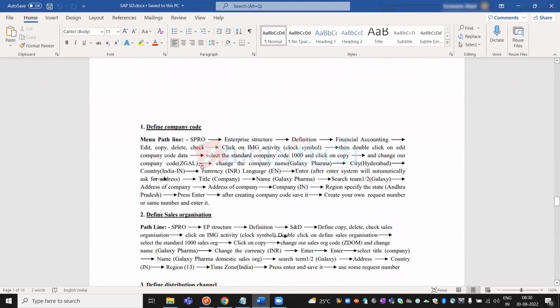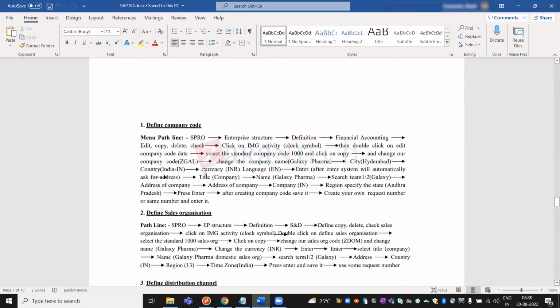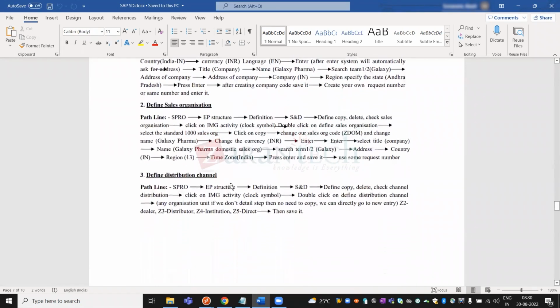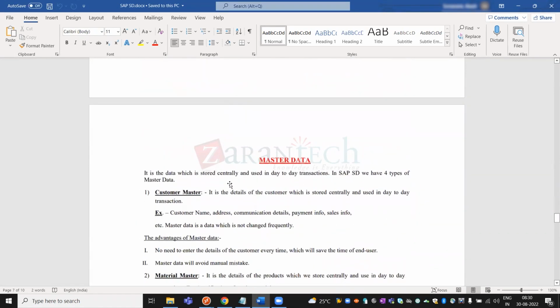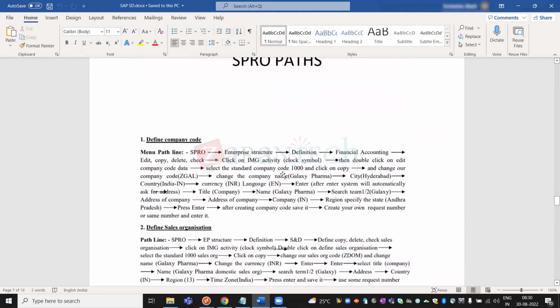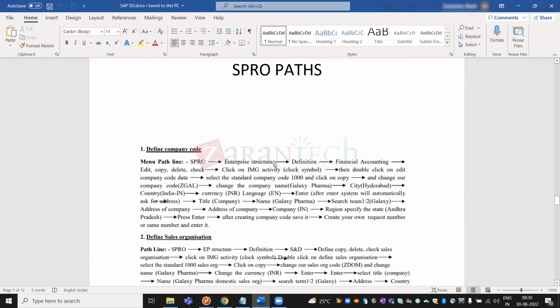This is basically the storage location. These are basically the SPRO paths. What is the SPRO path? I don't know what that is. Do I need to know all this? Yes. This is basically when you get the system. Have you got system access? No. Okay, when you get the system access, I will teach you.